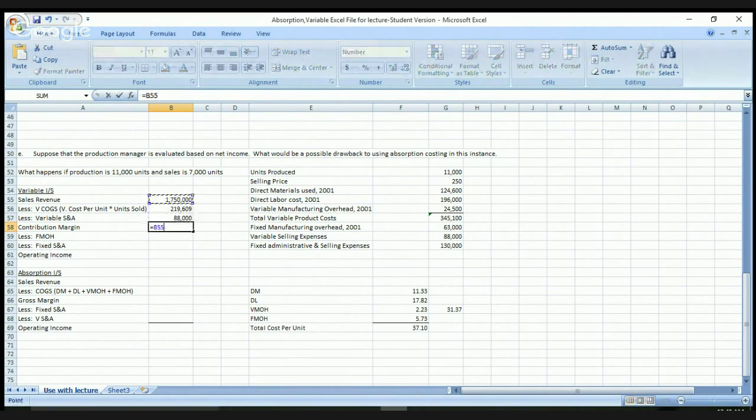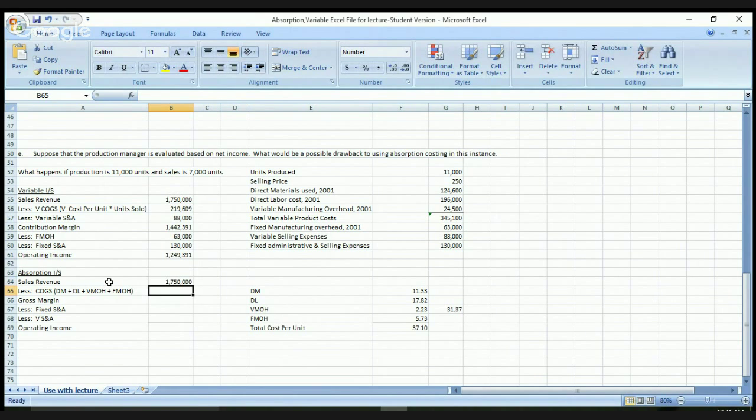That makes my contribution, if I back that out from 1.75 million, it becomes $1,442,391. My fixed overhead costs are 63. My fixed selling costs are 130, and that makes my operating income, of course, to be 1,249,391.